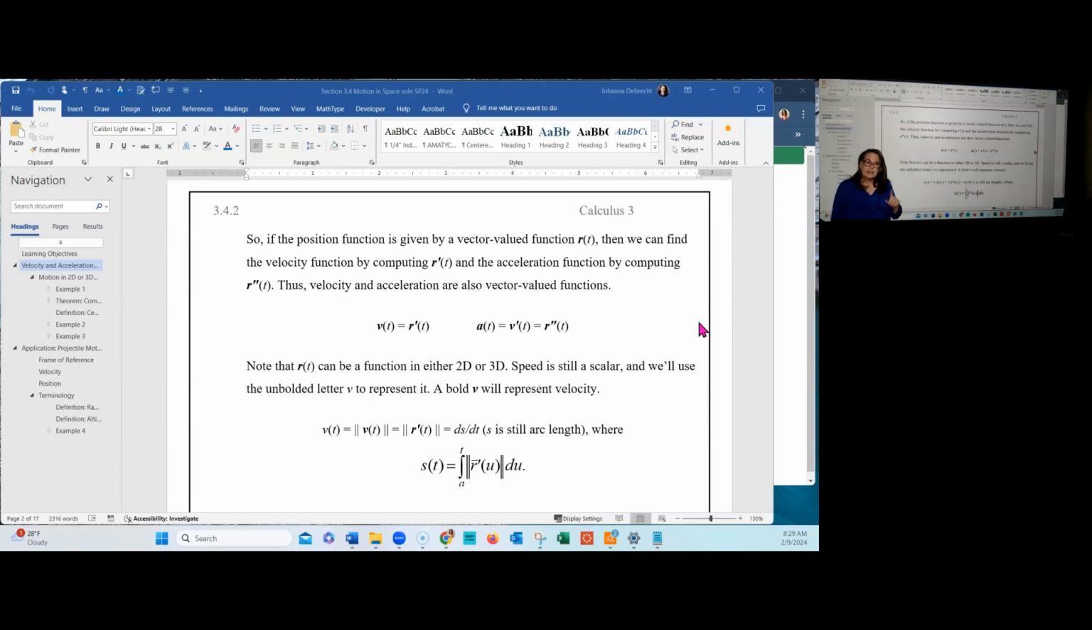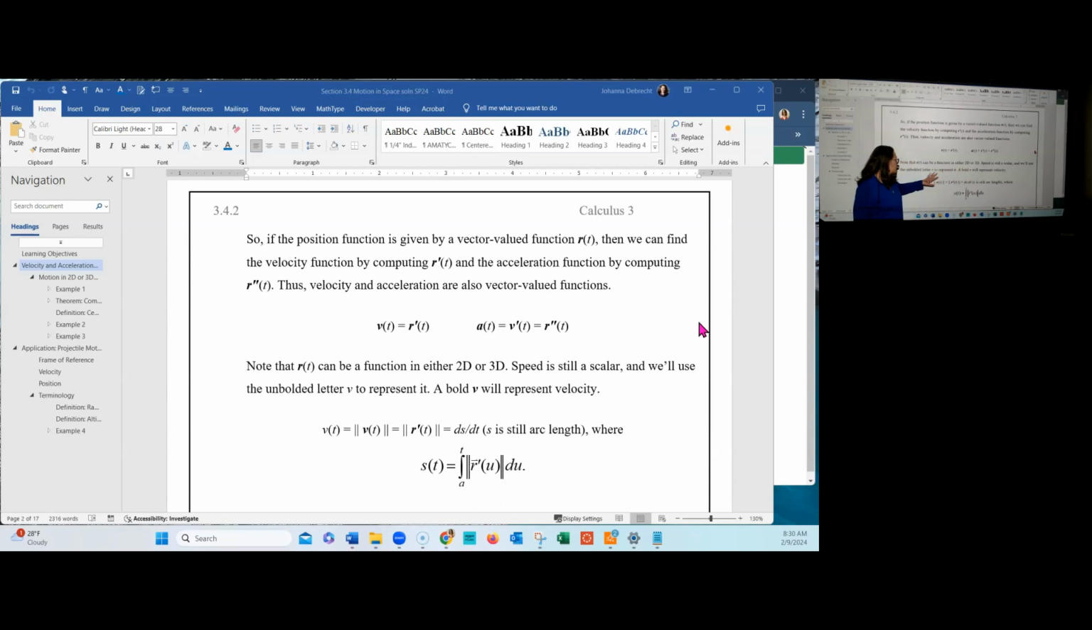Now, speed is still a scalar. Remember that a vector has position, direction, and it also has magnitude. When we say speed, like the speedometer in your car, you're not talking about velocity. You're talking only about the magnitude of the velocity. 60 miles per hour is 60 miles per hour in any direction. That's magnitude. 60 miles per hour north, that's velocity.